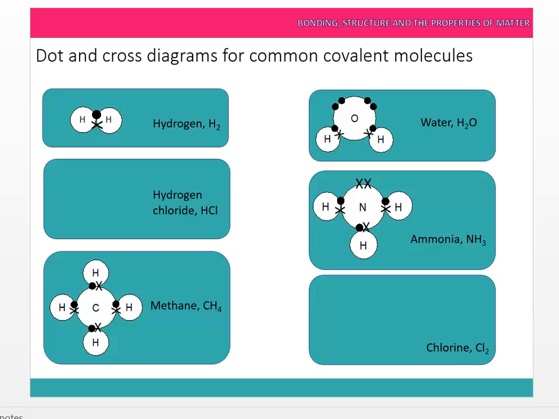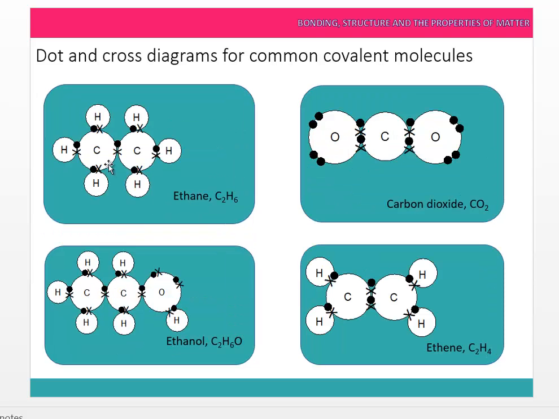Now, further, we have types of molecules like ethane, carbon dioxide, or carbon oxide, we have ethanol and ethene. Similar procedure. Ethane contains 2 carbon atoms joined together and surrounded by 6 hydrogen atoms. It therefore means that each carbon atom will be surrounded by 3 hydrogen atoms.